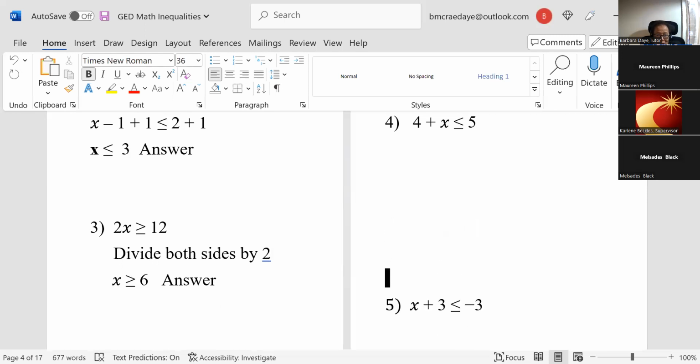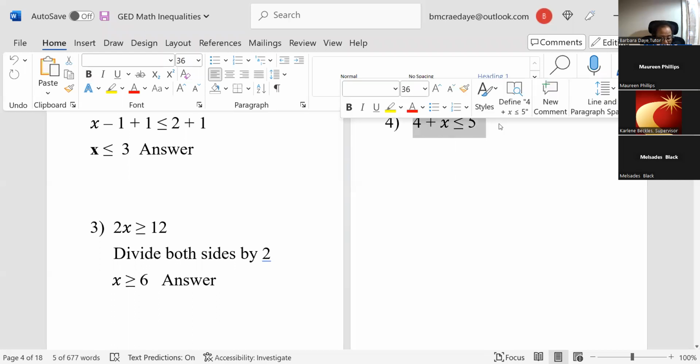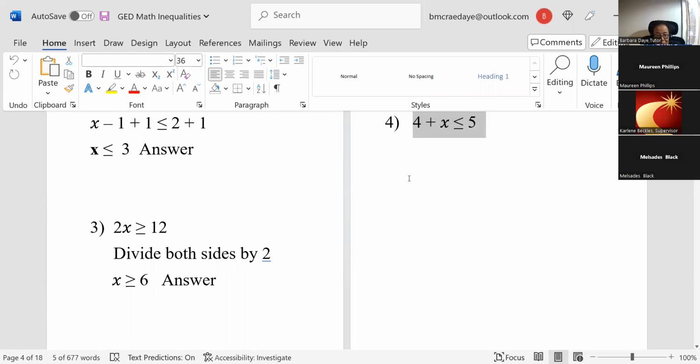Okay, I want you to do number 4. Oh, boy. Remember, you're isolating the variable on one side. That's another mental math. All righty. You can look at this one and tell me the answer, right, Maureen? Number 4: 4 plus x less than or equal to 5. What do you do to both sides, Maureen? Remember, the goal is to get just this variable x on the left side. So what do we have to do?